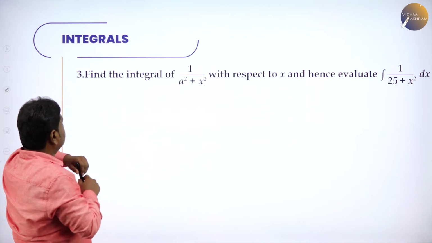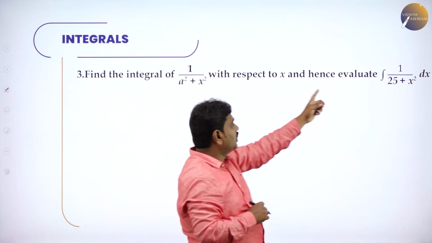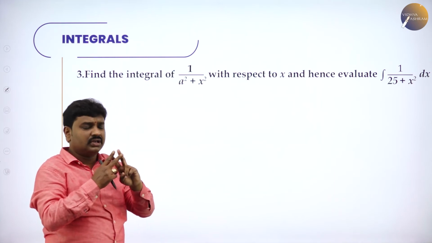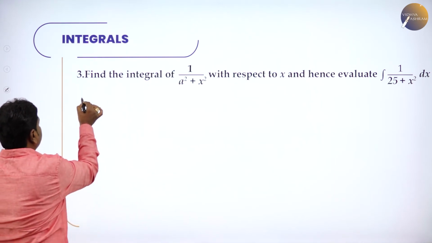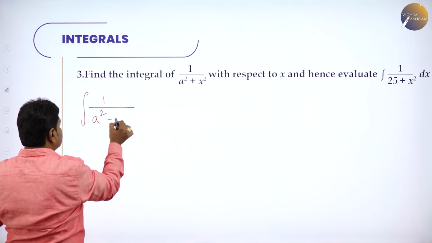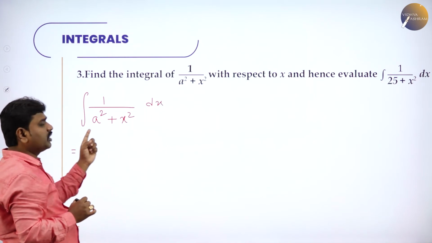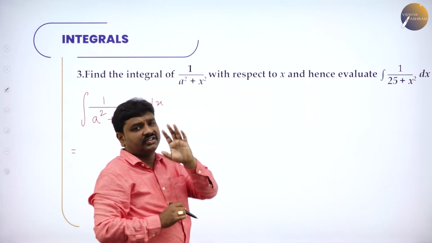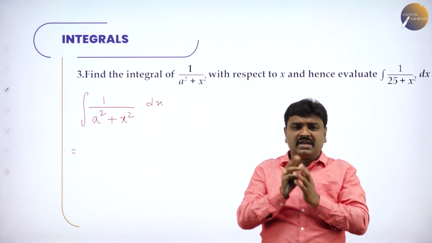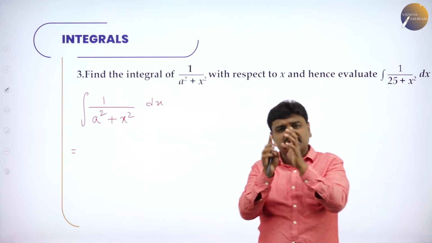Now we'll go to the third one. Find the integral of 1 by a square plus x square with respect to x and hence evaluate. So it is similar to the last case. Two problems we have done. Here the next question: find the integral of 1 by a square plus x square with respect to x, means dx. This is the question. All of you know a square minus x square, I can factorize. A square minus x square was the first problem. I wrote it as a plus x into a minus x. Second problem, x square minus a square, that was also factorizable. I wrote it as x plus a into x minus a.